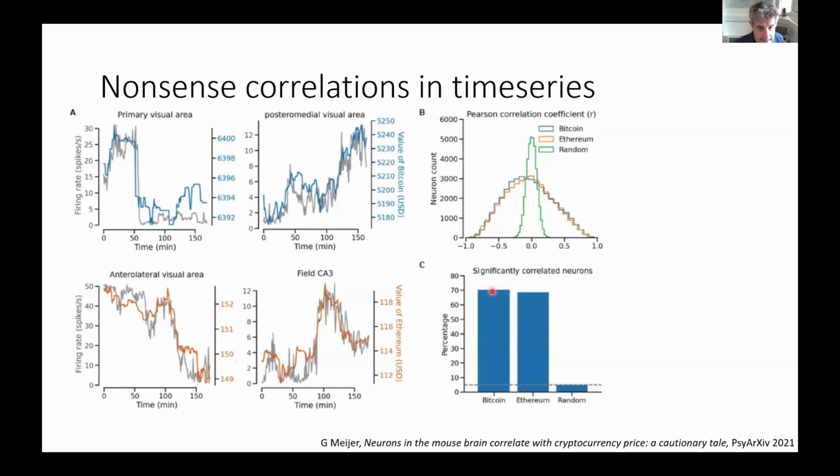So it predicts Bitcoin and Ethereum, which have these slow drifts, nearly all the time. Nearly all of the neurons show some significant correlation with those cryptocurrency prices. But if you take an actual random independent time series, just generate random numbers for every moment in time, it can't predict those. So the problem is that the neurons drift slowly and they're not independent, and the Bitcoin price also drifts slowly. So you can predict the slowly drifting Bitcoin prices, but not the true random numbers.